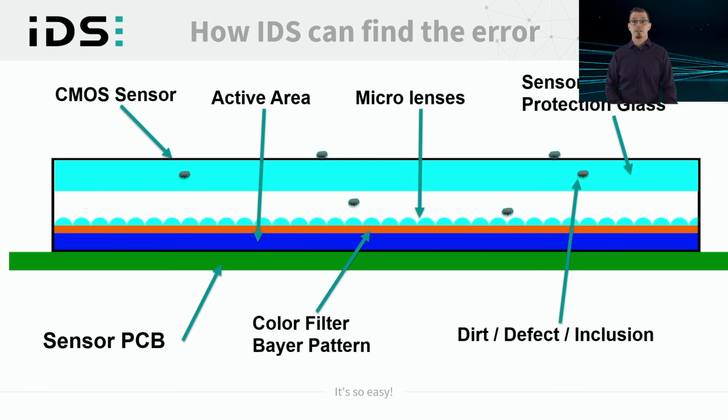In and on this glass there can be defects, inclusions or dirt. Beneath the cover glass there is the microlens array, which collects light for the underlying pixels. Under the microlens array the color filter or bio pattern is located, which is printed directly onto the pixels.